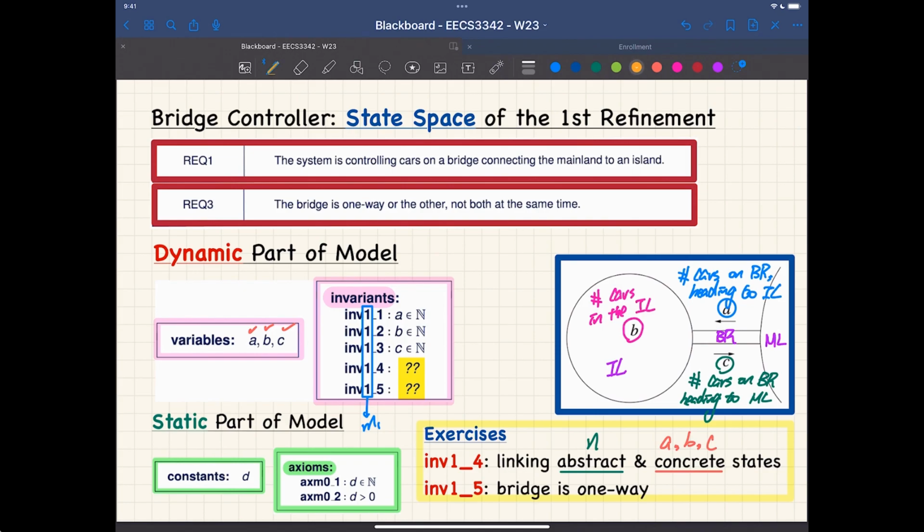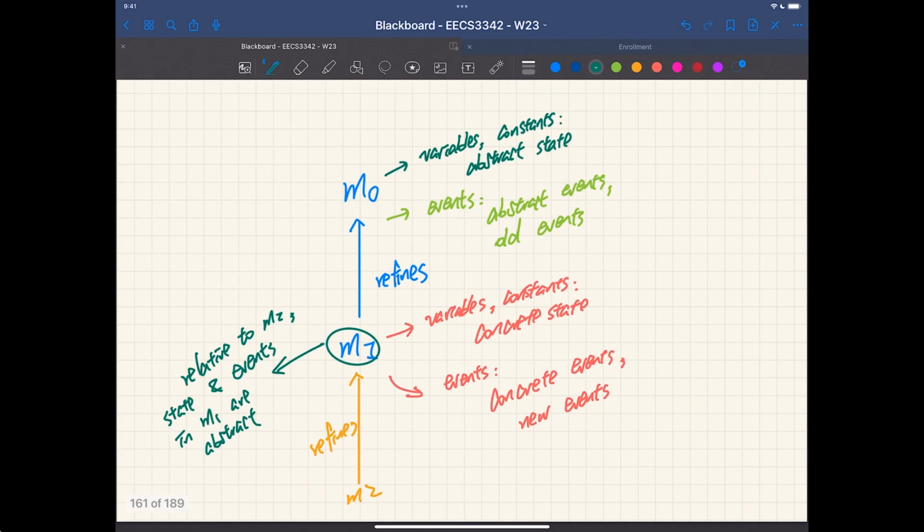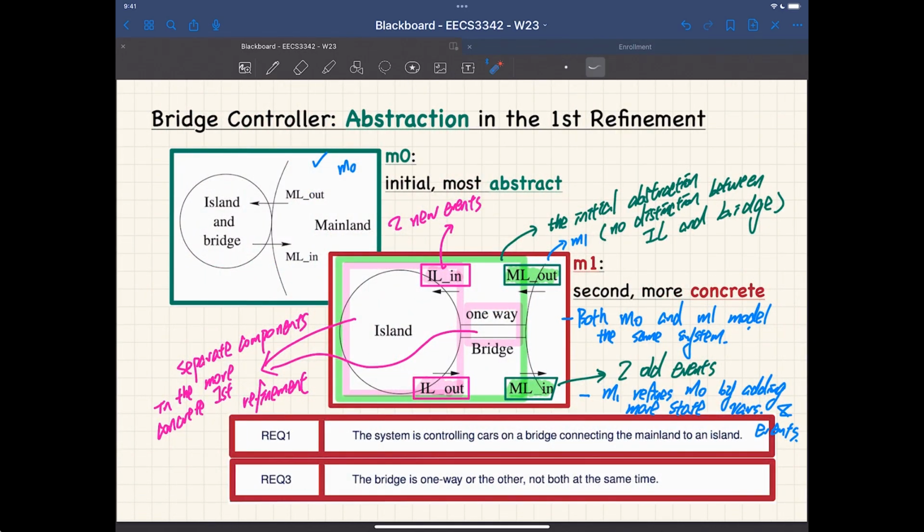Okay, for invariant number 4 over here, n should be equal to a plus b plus c. This part over here is the concrete states. And this part over here is the abstract states. And how do we see that? Not very tricky. If you remember what I did earlier, I tried to overlay the two models. Let's do the same thing.